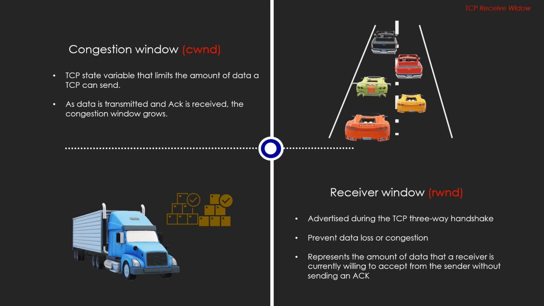Initially, when you start your journey, you are allowed to have a small number of cars on the road to ensure smooth traffic flow. As data is transmitted and acknowledgements are received, the congestion window grows. This can be compared to gradually widening the pipe opening, allowing more water to flow through. The sender can then transmit more data, increasing the data flow rate.